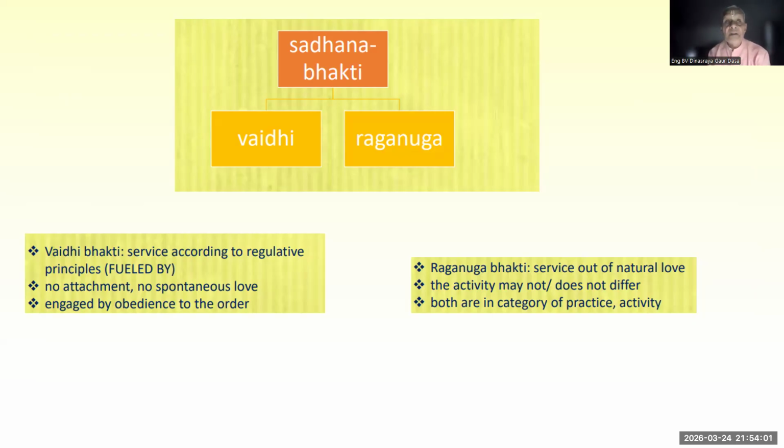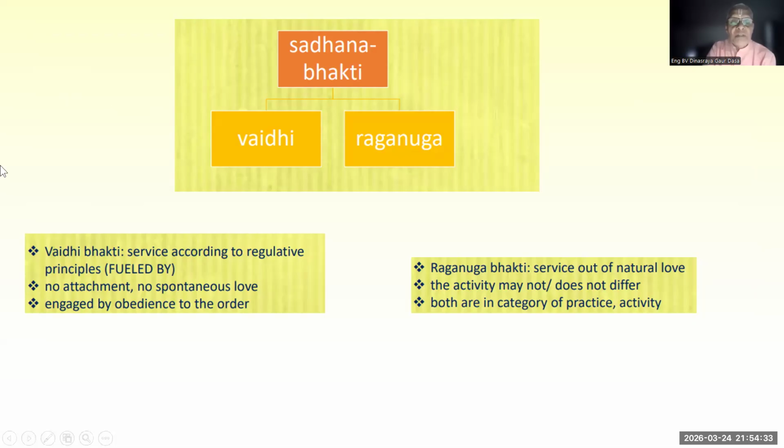We know that initially we talked about some mundane literature. You read it once, you throw it away, it doesn't give any pleasure. You don't want to look at it a second time. But Bhagavad Gita, we want to read again. Srimad Bhagavatam, we want to hear again. So Shravanam, Kirtanam, two things are there. When one is established in Vaidhi bhakti, he develops spontaneous love. As soon as spontaneous love is developed, it becomes Raganuga bhakti.